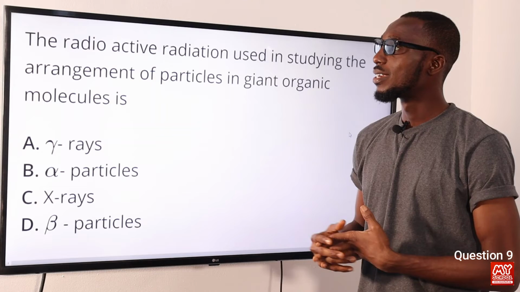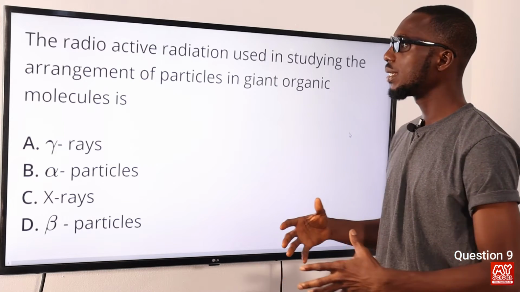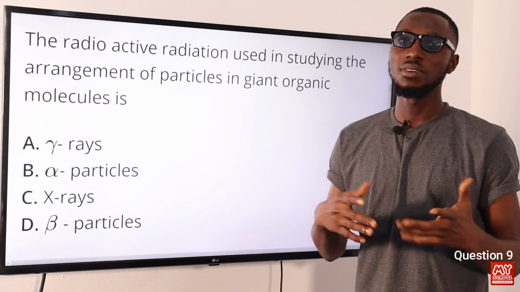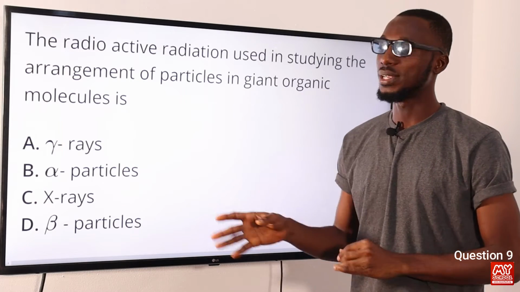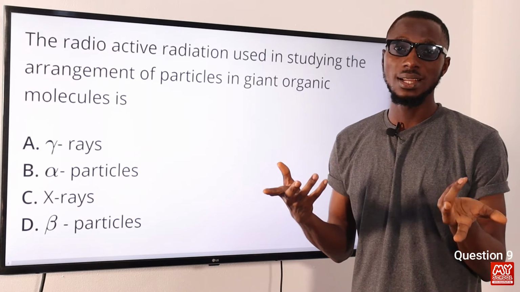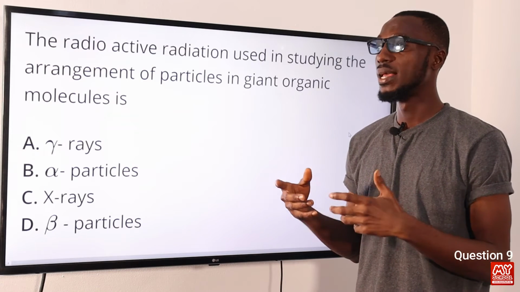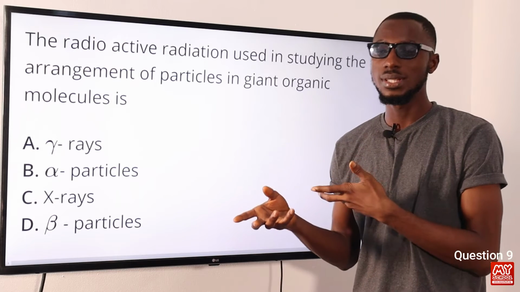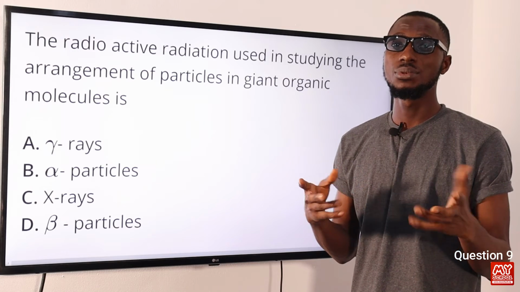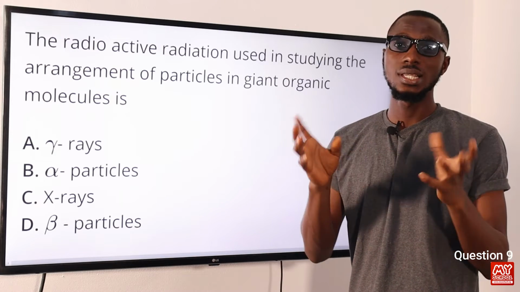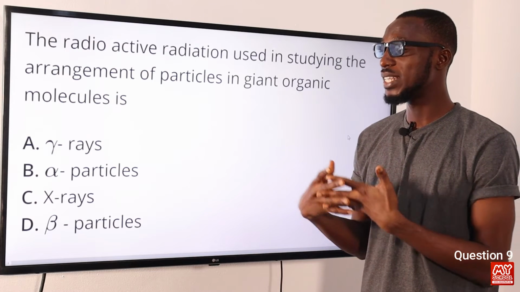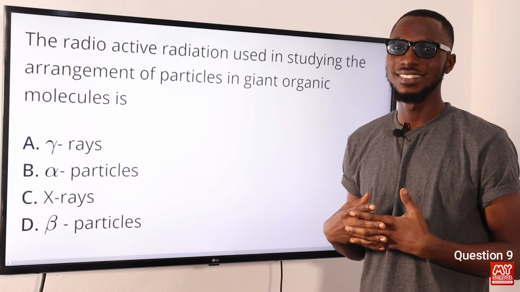Question 9. The radioactive radiation used in studying the arrangement of particles in giant molecules like protein, or arrangement of particles in a crystal lattice, is X-rays. Gamma radiation can be used to sterilize medical equipment, surgical equipment to be precise, and also to destroy cancerous cells. Beta particles and alpha radiations can be used to control or measure the thickness of sheet materials, filling of packets, and so on. So the correct option here is option C for X-rays.